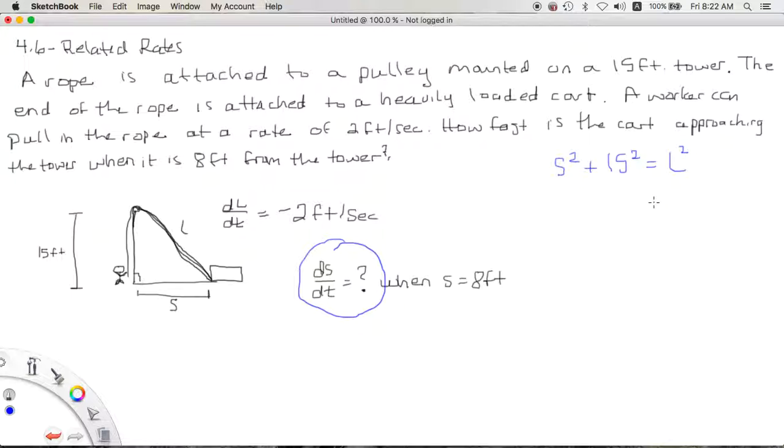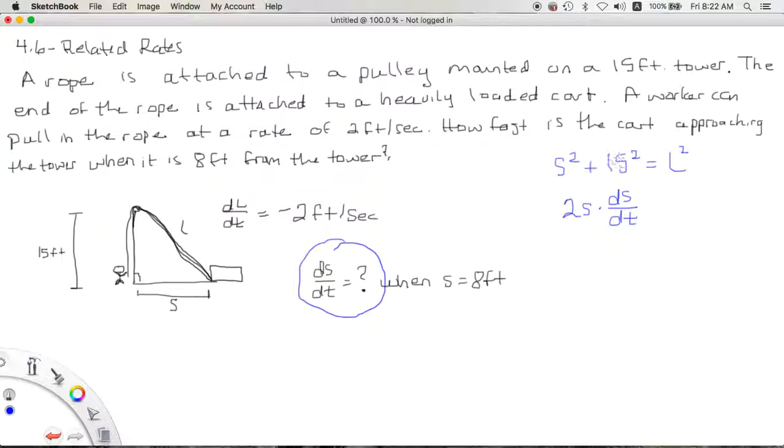Well, we take the derivative with respect to time. So when we take the derivative, this is a function of time. The position is changing with time, so it's a function of time. So I take its derivative, and I have to use the chain rule because I'm taking my derivative with respect to time.